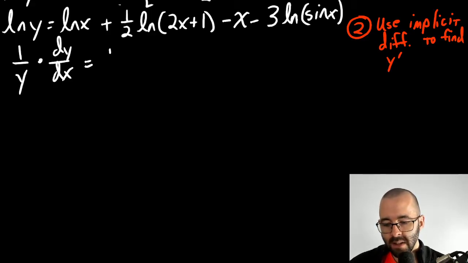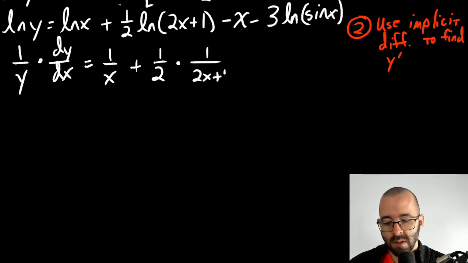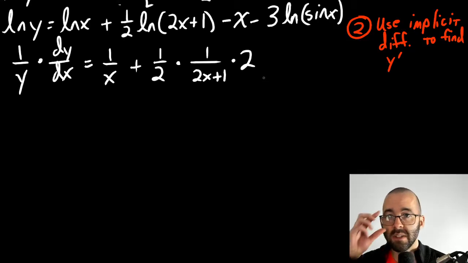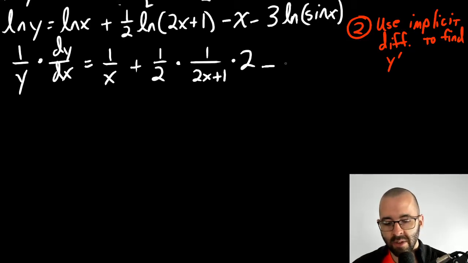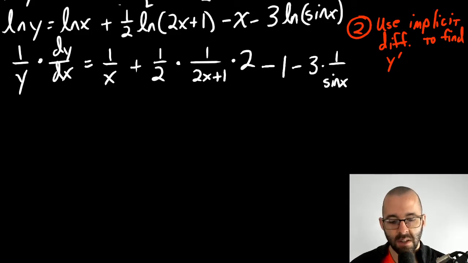Derivative of the right-hand side, derivative of natural log is the reciprocal function. Constant multiple rule, derivative of the natural log of 2x plus 1, reciprocal. Chain rule, derivative of 2x plus 1 is 2. Derivative of x is 1, minus constant multiple rule, 3 times the derivative of the natural log of sine of x, reciprocal. Chain rule.